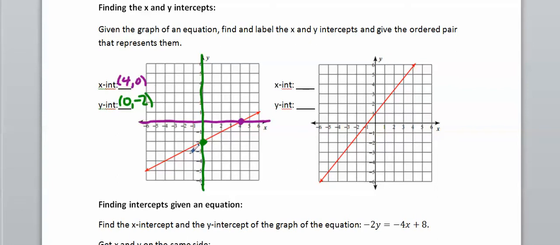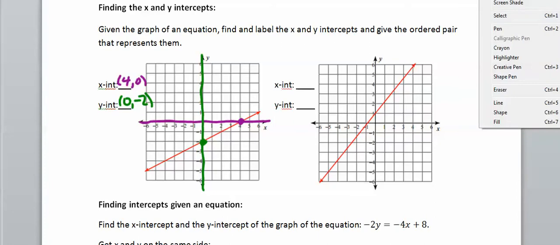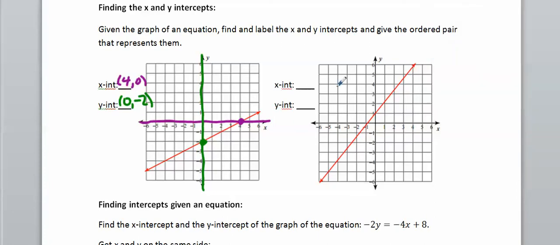Real quick, pause the video and try the second one. See what you get for an x and y intercept for this line. What you should have gotten for your x-intercept, where it crosses the x-axis, is right here at negative 1. Starting at my origin, I go back negative 1, and I don't go up or down, so it's (negative 1, 0). For your y-intercept, this point right here crosses the y-axis. I didn't go left or right to get there, so the x value is 0, and I had to go up 1 to get to my y-intercept. So my y-intercept is (0, 1).